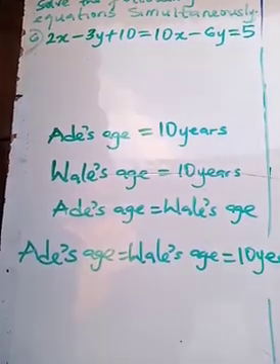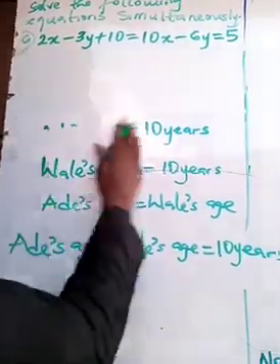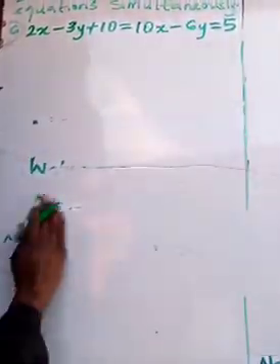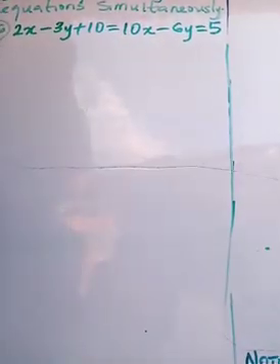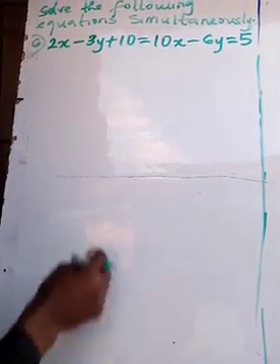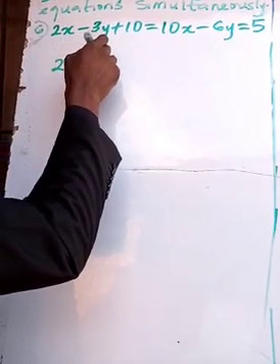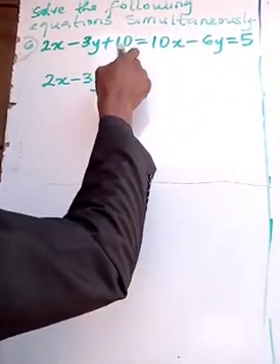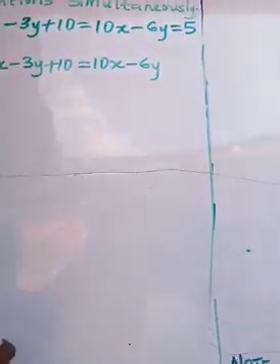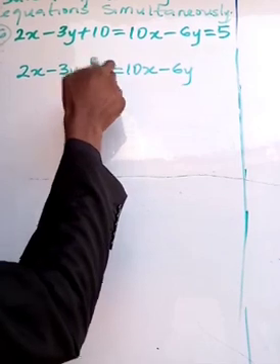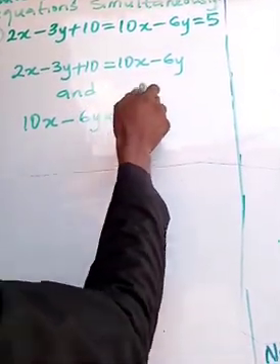So for simplicity, let me just do it like this. So I'll just rub this up. If you don't get that, you can pause the video, go over it again, just for you to understand. So using that illustration, I'll just say this equals this. So 2x minus 3y plus 10 equals 10x minus 6y, and 10x minus 6y equals 5.